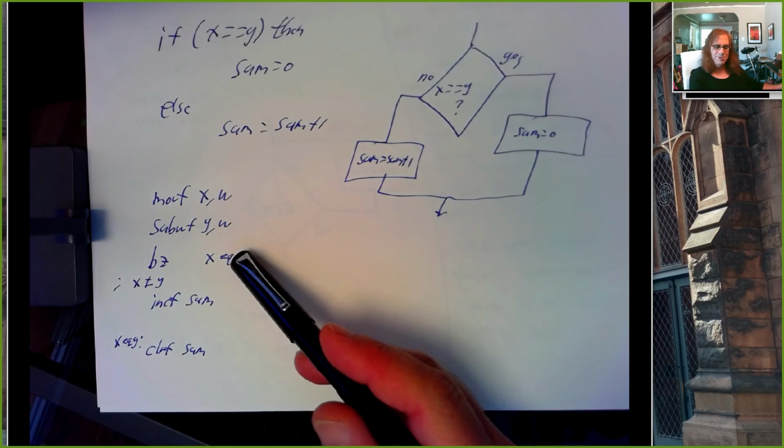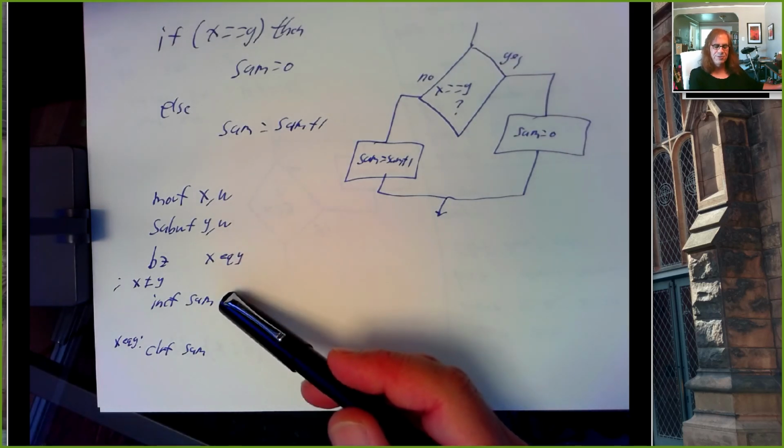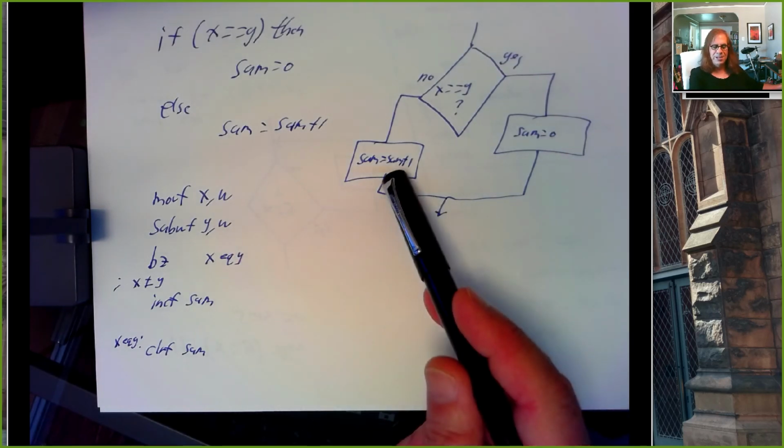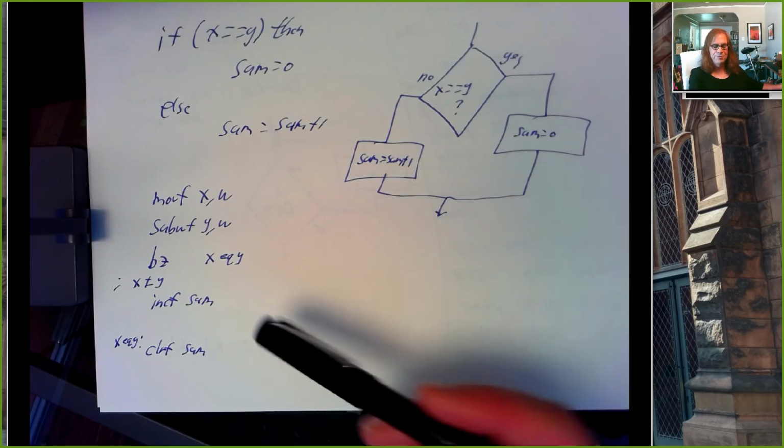Suppose x is not equal to y, so I don't branch and I increment my sum. That's that block. What's the next thing I do after I increment my sum?